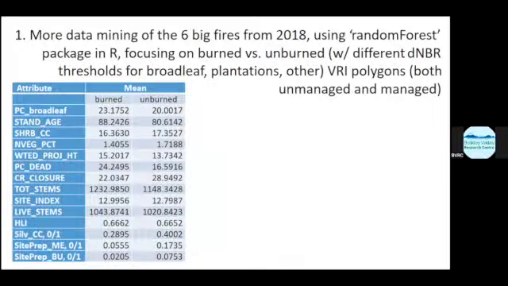Look at that percent broadleaf. Again, unburned areas had only 20% on average broadleaf component, whereas the burned areas had 23. Is that significant? Maybe not. Maybe it's elevation related, and so forth.